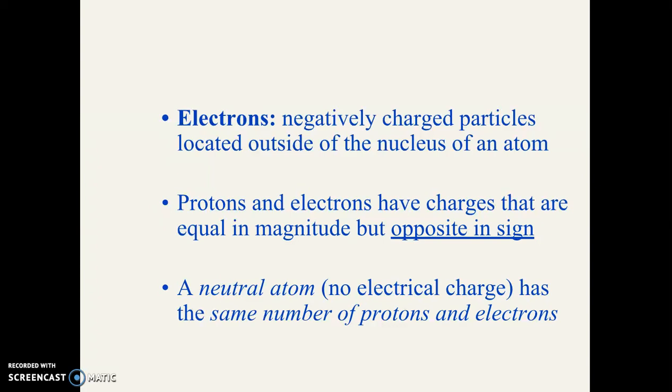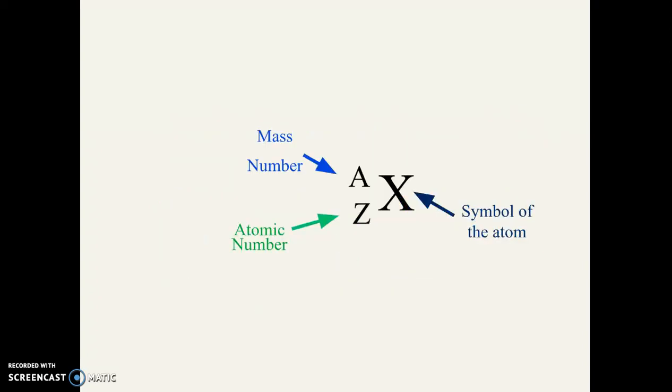If it's an ion, they're not going to be the same. So in a positive ion, you are going to have more positives, so more protons. In a negative ion, you are going to have more electrons. You're going to have more of your negatives.